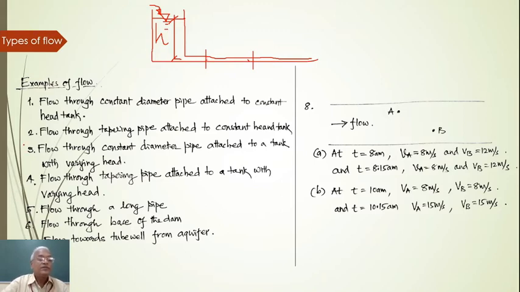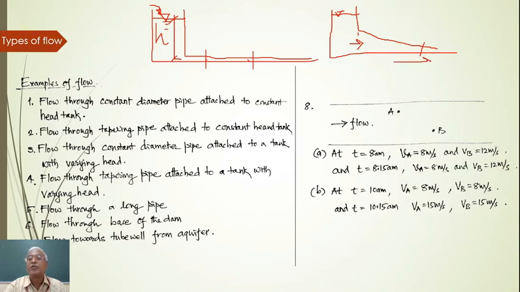uniform flow. Second case, flow through tapering pipe attached to a constant head tank. Exactly a similar situation, but the only thing is here the diameter of the pipe is continuously decreasing. This head is not changing, the head is remaining the same. Now what happens is, when the diameter is large, the velocity will be there, but as the flow occurs, the cross section becomes smaller and the velocity becomes more because the same discharge has to move on.